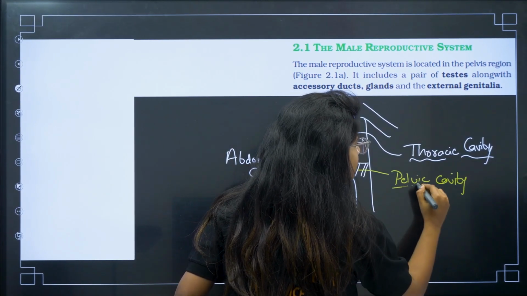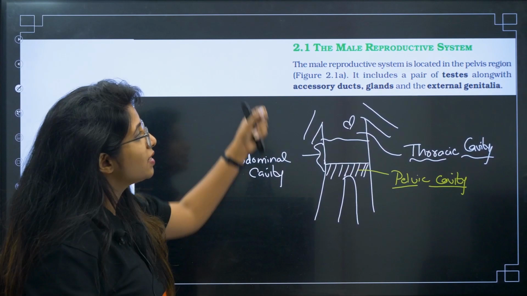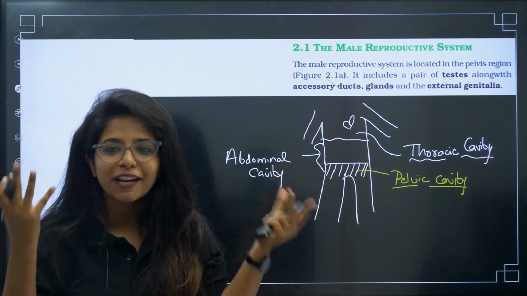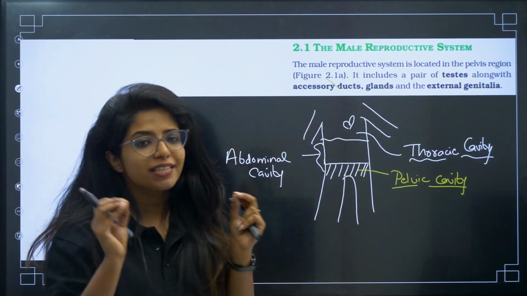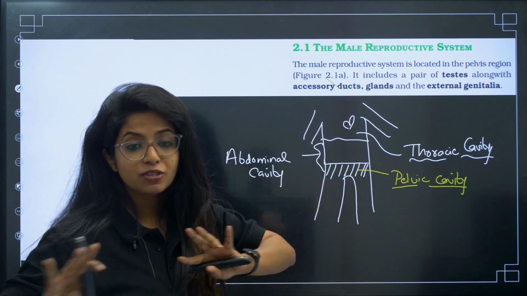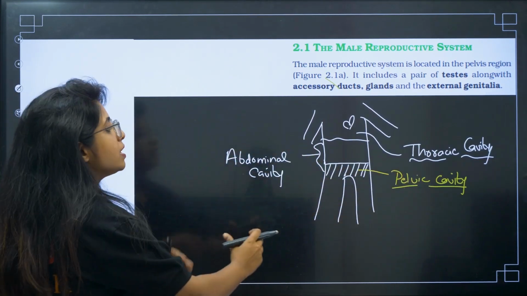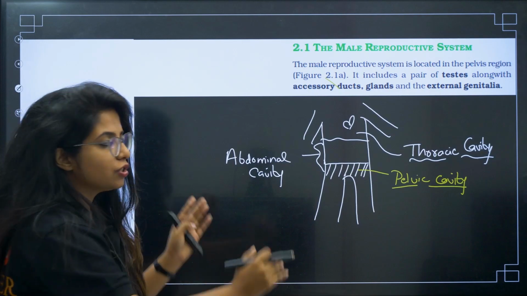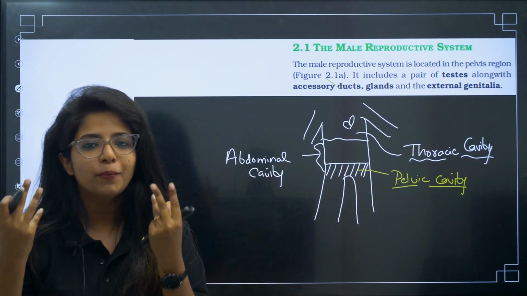Now, why is ma'am saying all this? Because children, it is written that the male reproductive system is located where? In the pelvis region. Is it important? Very much important. So, it is located where? In the pelvis region, in the pelvic cavity, or you can say abdominopelvic cavity. Just combine both of them and write abdominopelvic cavity.